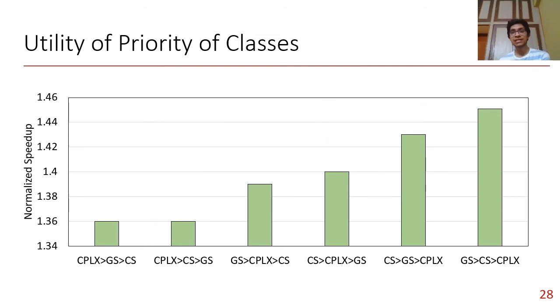We also tested out the priority of the classes, and the order GS, CS, CPLX is the best one. This can be attributed to the timeliness and locality exploitation of the GS class and the resistance of CS class towards spurious strides.